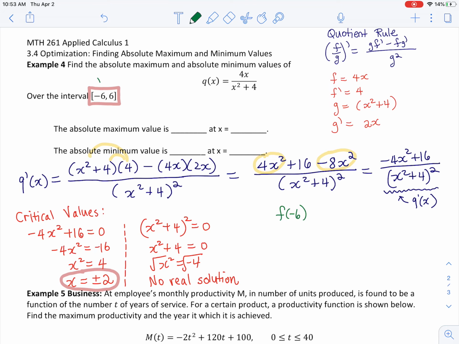So we got 4 numbers to plug in. You ready? Let's plug in f of -6. Where did I get that from? That's the first endpoint. Also find f of +6. That's my second endpoint right there, the right endpoint. Now we also found 2 critical values, 2 and -2. I keep writing f, but I was trying to be creative and I called this function q, so I better find all these q's. Ready?